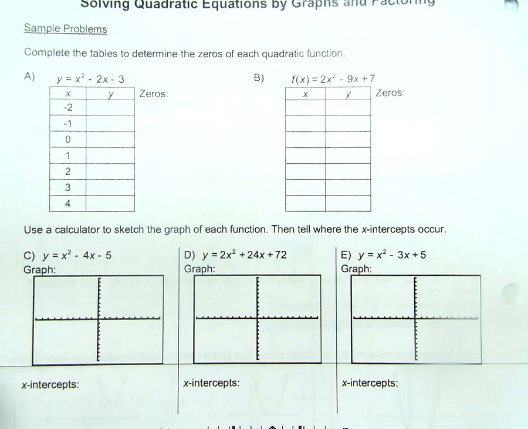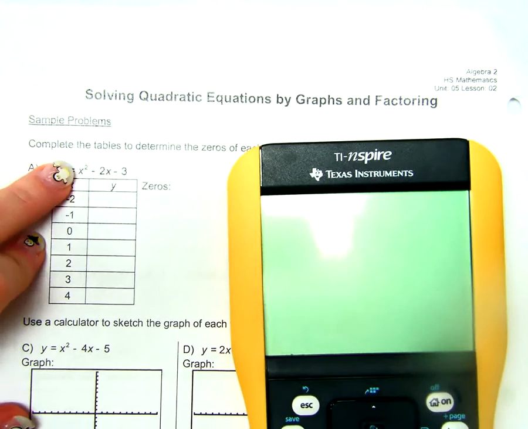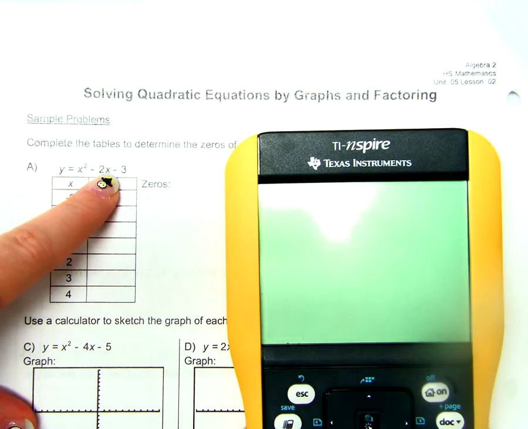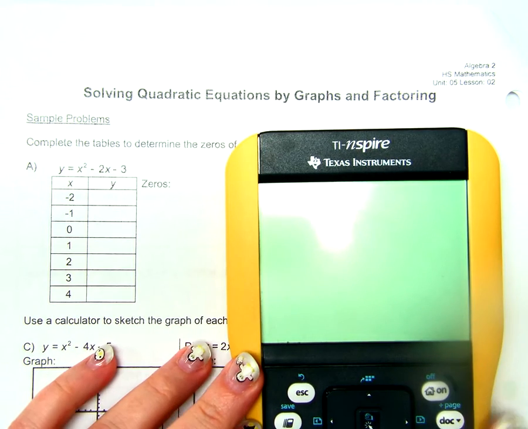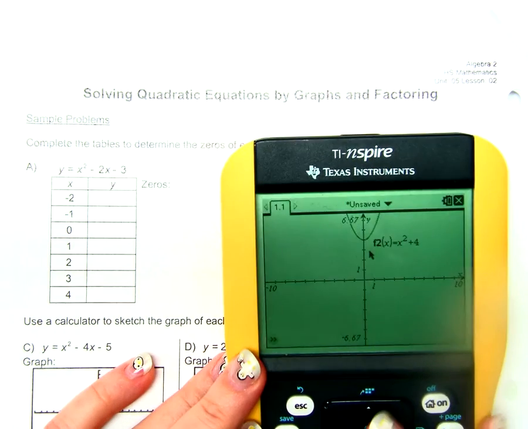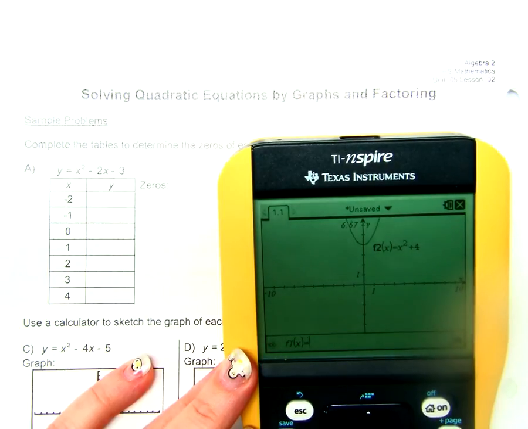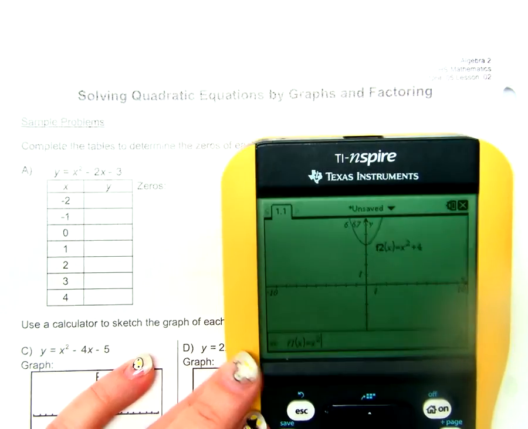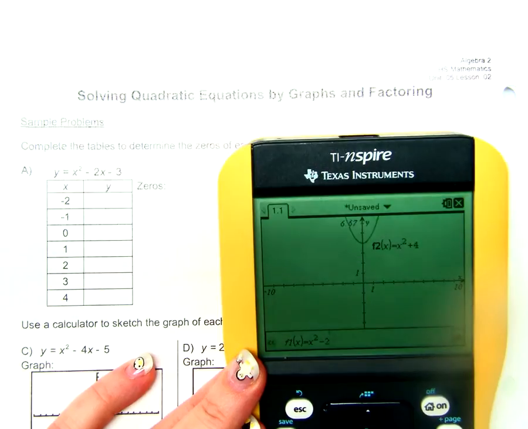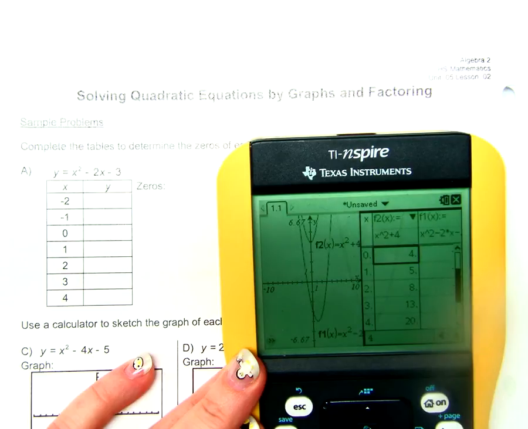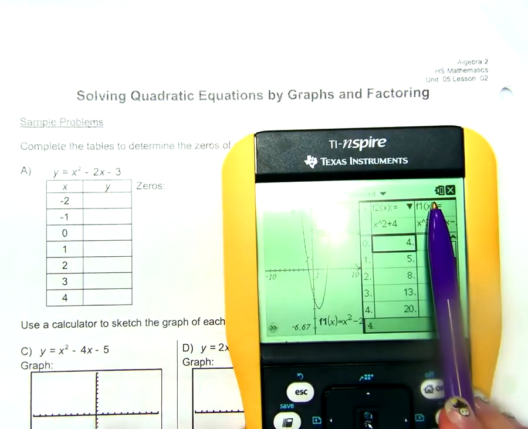Okay? So the first one says, here's an equation, give me a table. Well, you can plug all these numbers in for x if you want to, or we can turn our calculator back on. And I can put in x squared minus 2x minus 3. And then go to my table, Control T, right? Now I happen to have 2 equations in here. We're only looking at the first column, aren't we?